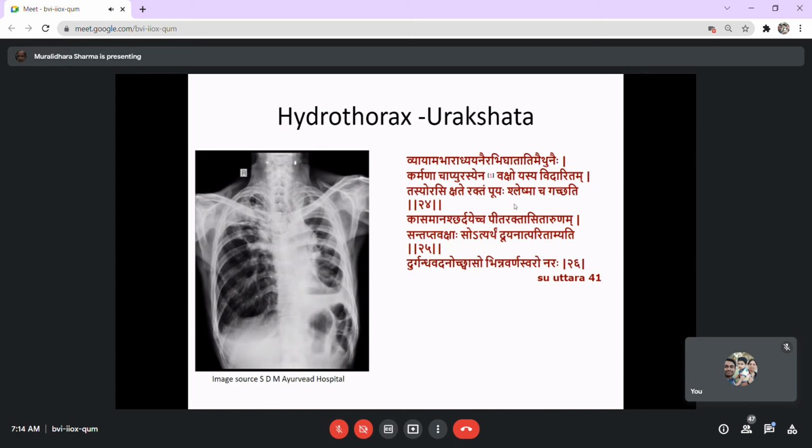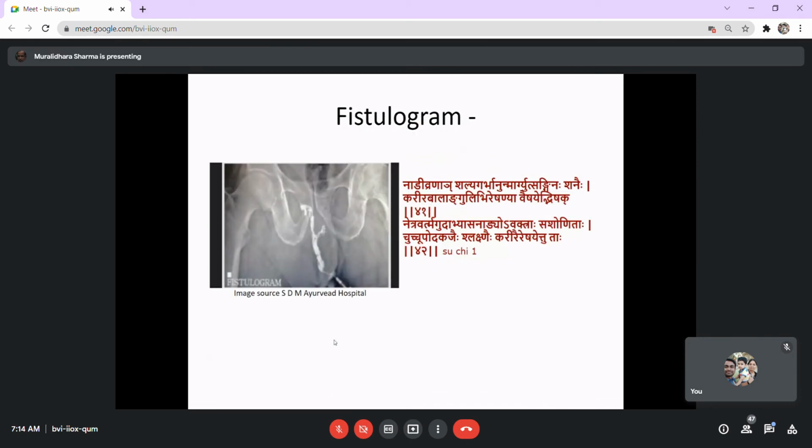So any such collection of fluid can be better made out with ultrasonography or with the chest X-ray also. In case of the Uras, the chest, it can be made out by looking at the obliteration of the cardiophrenic angle. Whenever there is fluid in the pleural space, it will be in the gravitational dependent area, and hence the chest X-ray can be useful to make an Ayurvedic diagnosis of Urakshata as such.